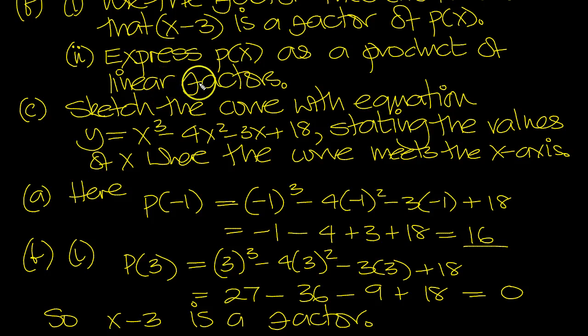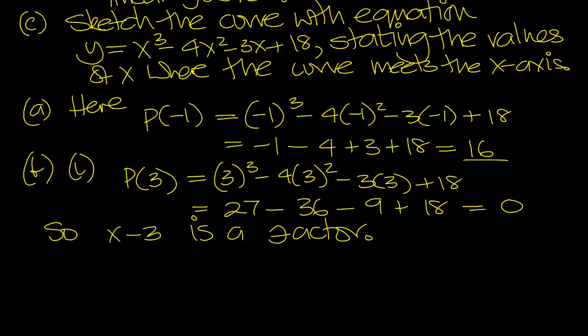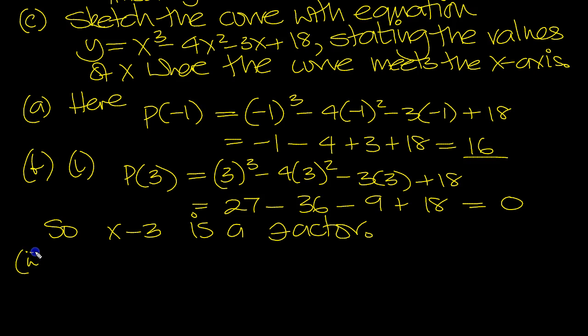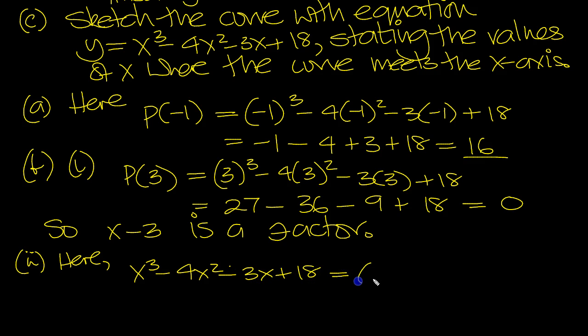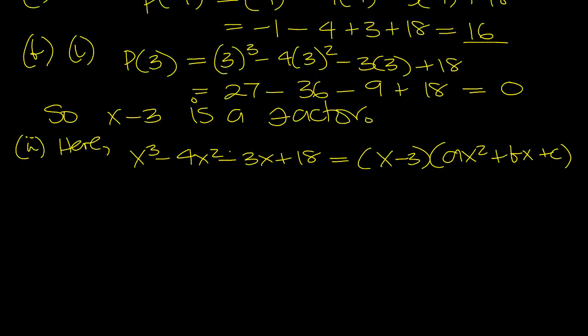Express p of x as a product of linear factors. So here's our p of x, isn't it? Our cubic. We know that x minus 3 is a factor. So let's have a go at part 2 then. So here we've got this cubic, x cubed minus 4x squared minus 3x plus 18 is equal to, and we know that x minus 3 is a factor. So the other thing must be a quadratic, ax squared plus bx plus c. So now we can find out the values of a, b and c.